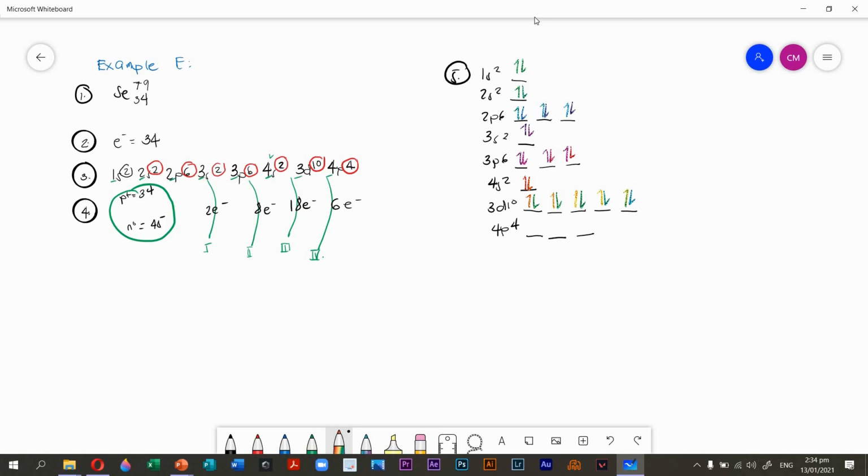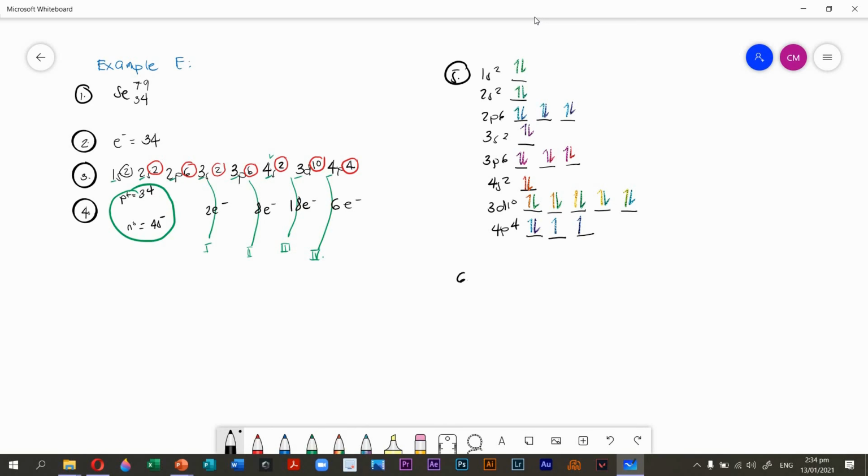And then for 4p4, there will be, okay, 1, 2, 3, and then 4. So, walang kapartner itong dalawang ito. Okay, you can't pair them up. Remember, you need to write muna all of the upward spin electrons before you write the downward ones. Okay, so, that's it for step number 5.